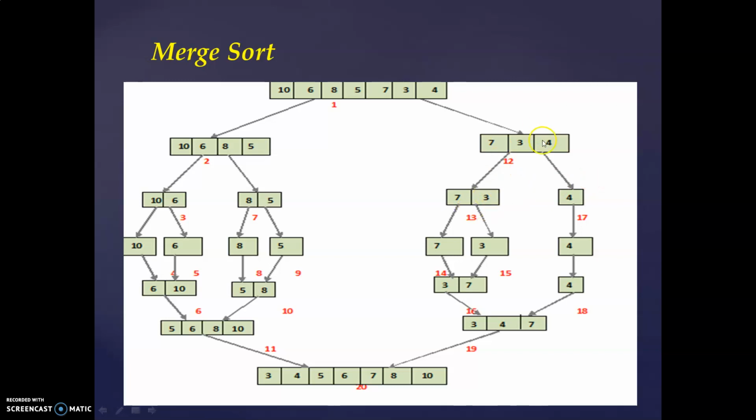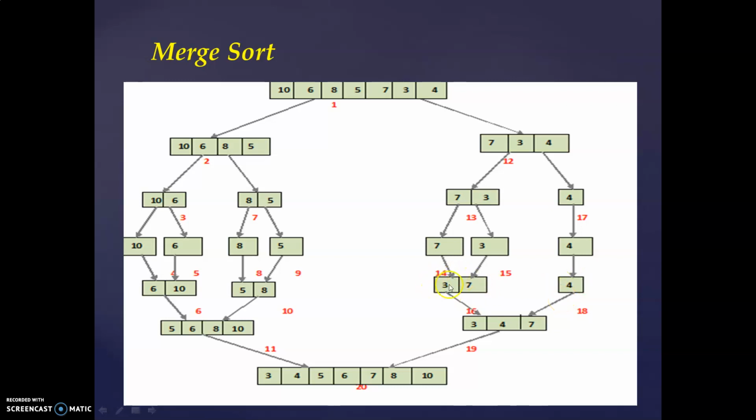Come to the right-hand side: 7, 3 and 4. We are dividing the numbers into 7, 3 and 4. 7, 3 is divided into two parts, 7 and 3. 3 is smaller than 7, so 3 is placed here and 7 is placed here, and 4 is a single entity, so no changes there.